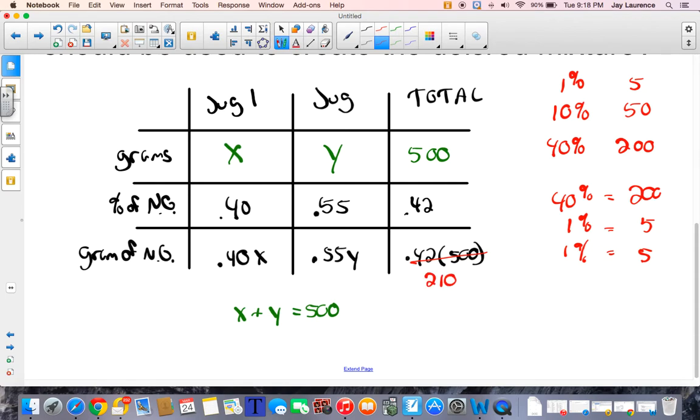I guarantee it's right. I'll just check it for the sake of it, but 0.42 times, what is it, 500? Yeah, and there we go, 210. Absolutely, every single time. It's too easy. Math is so simple when you start to really think about what's happening in it.